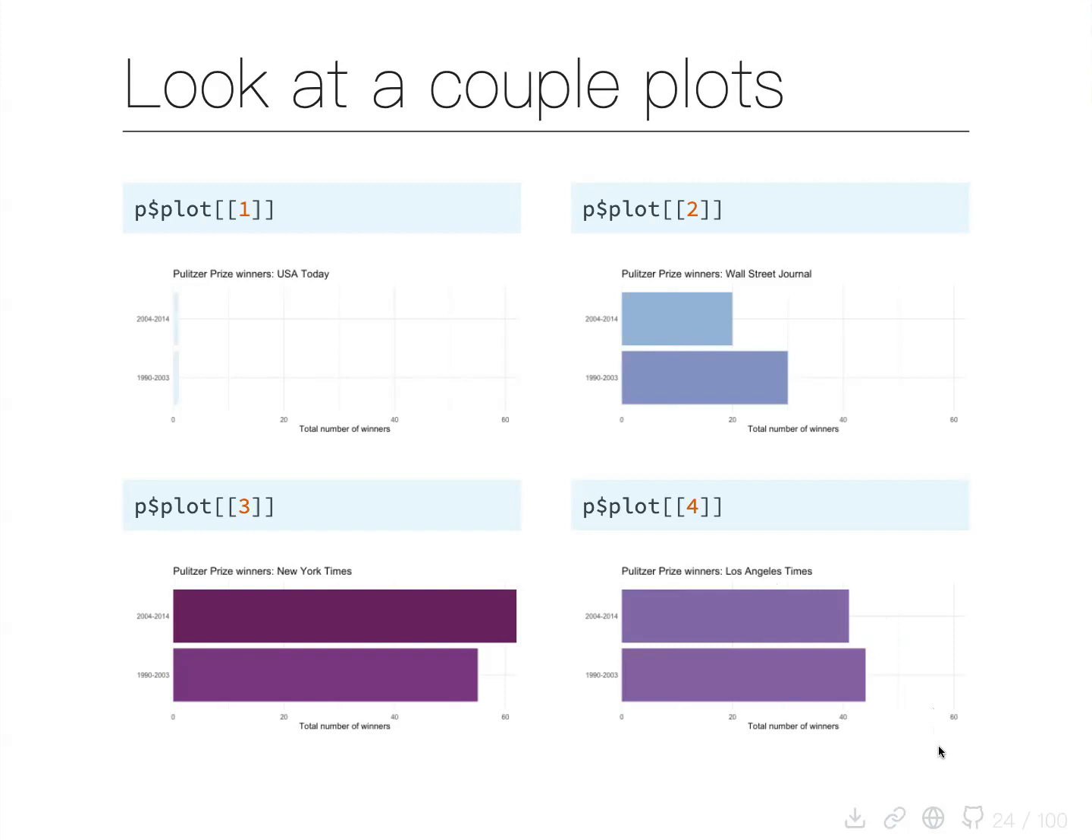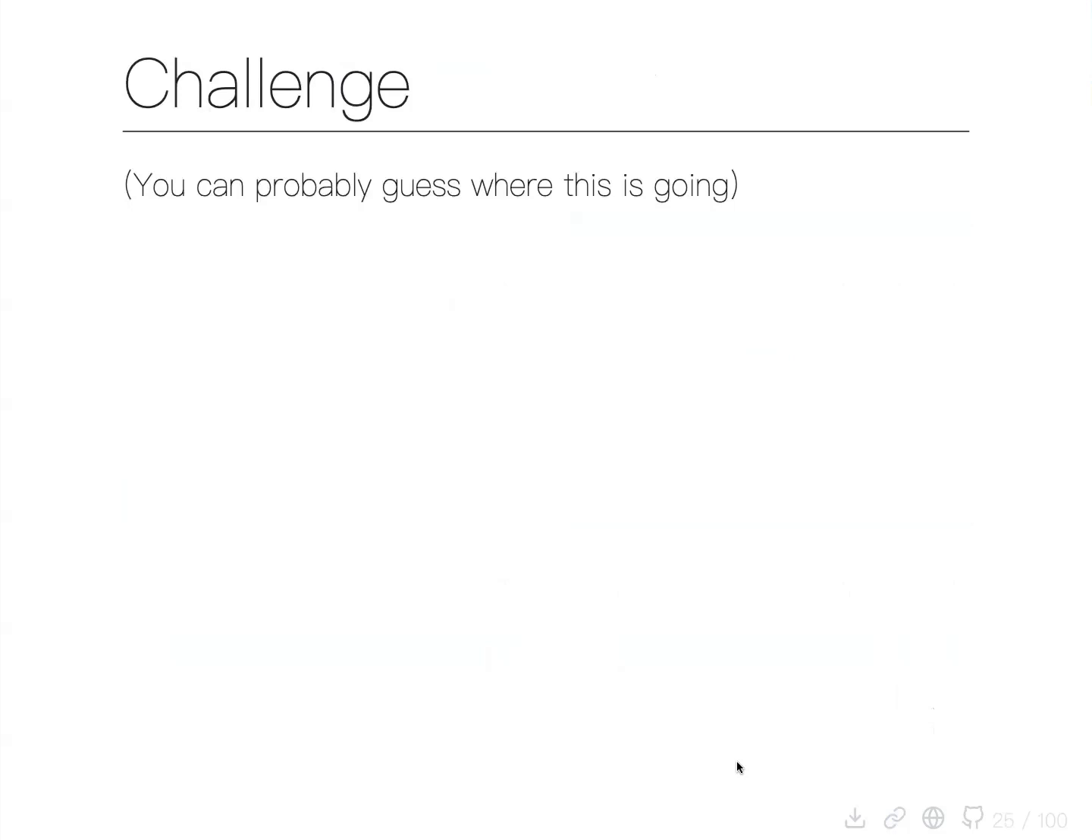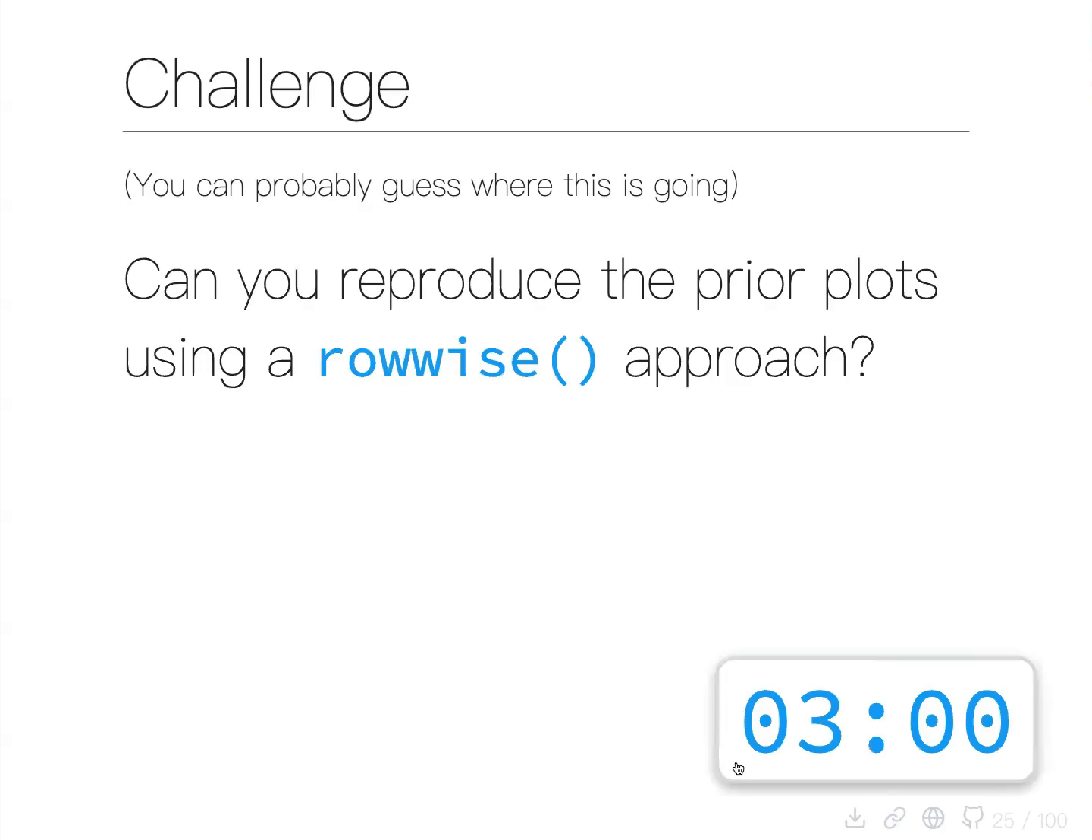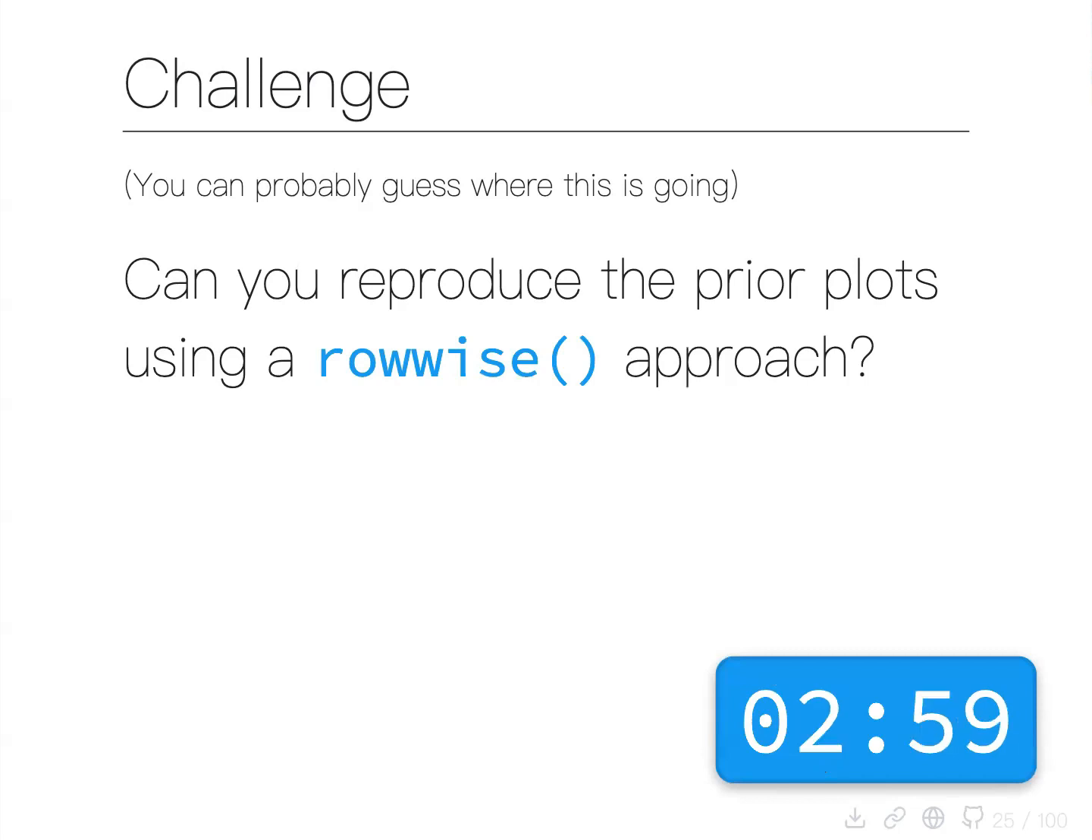Questions? Okay. New challenge. Guessing you can probably guess where this is going. Can you reproduce that, but now using a row-wise approach? So same exact thing, using all the same code for the plots, I mean, but just using rowwise instead of map2. Okay? 3 minutes, give it a go.